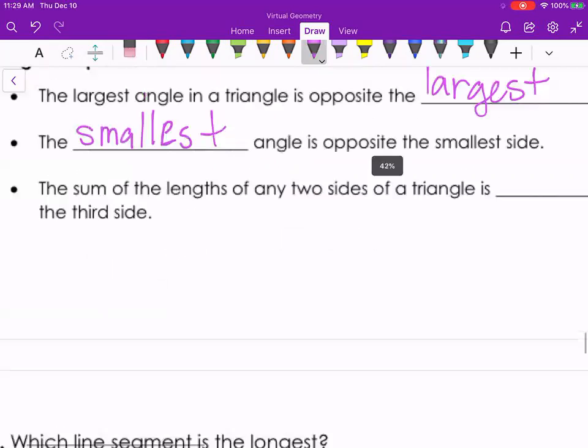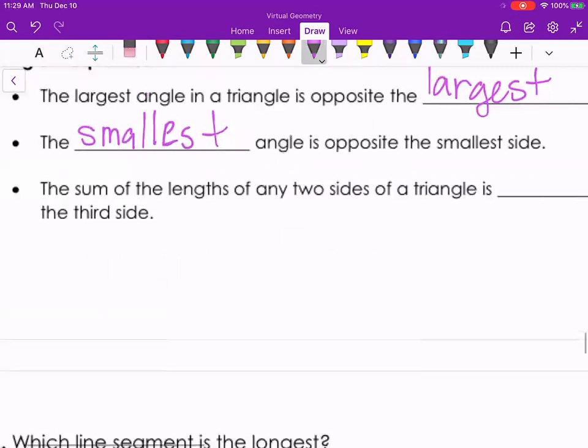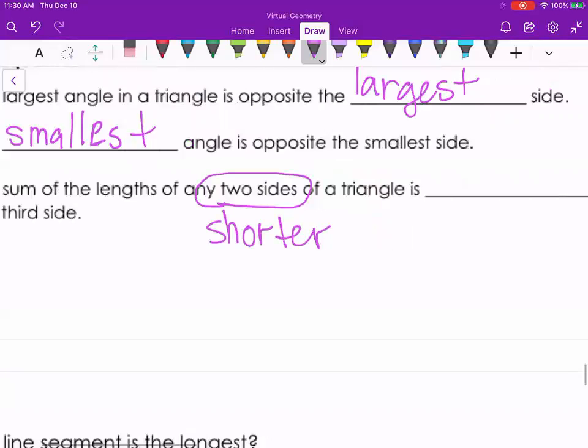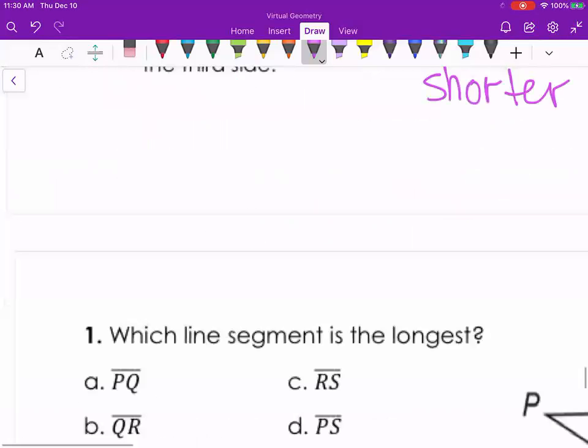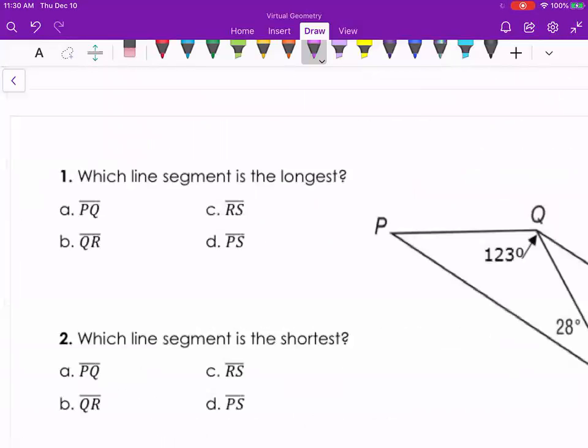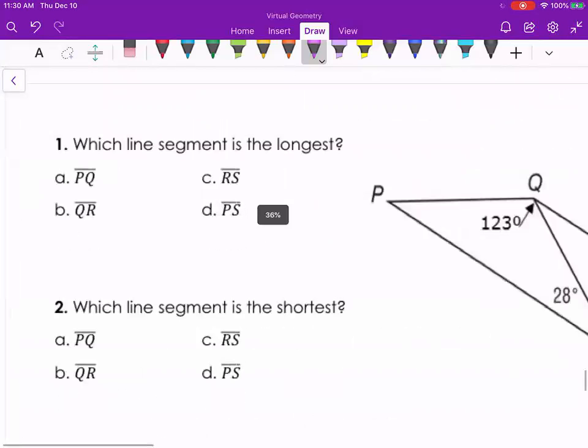And then we talked about, again, the requirement to make a triangle. The sum of the lengths of the two shorter sides must be greater than the third side. So let's try some of those properties and see what we get. All right, example 1, which segment is the longest?